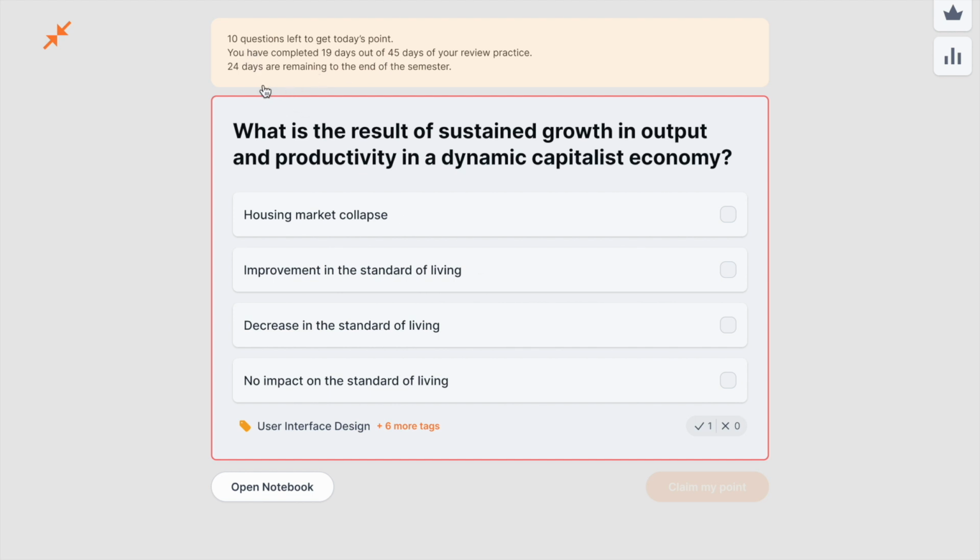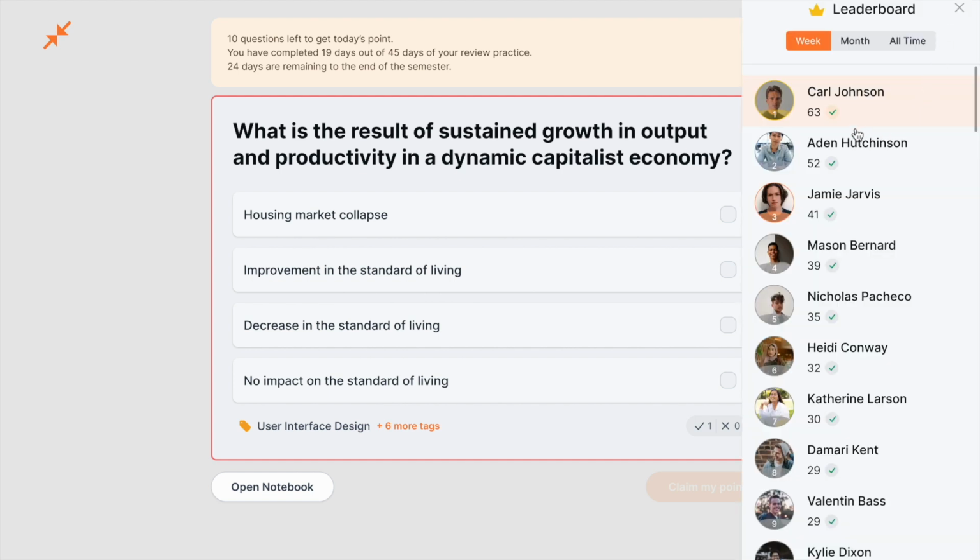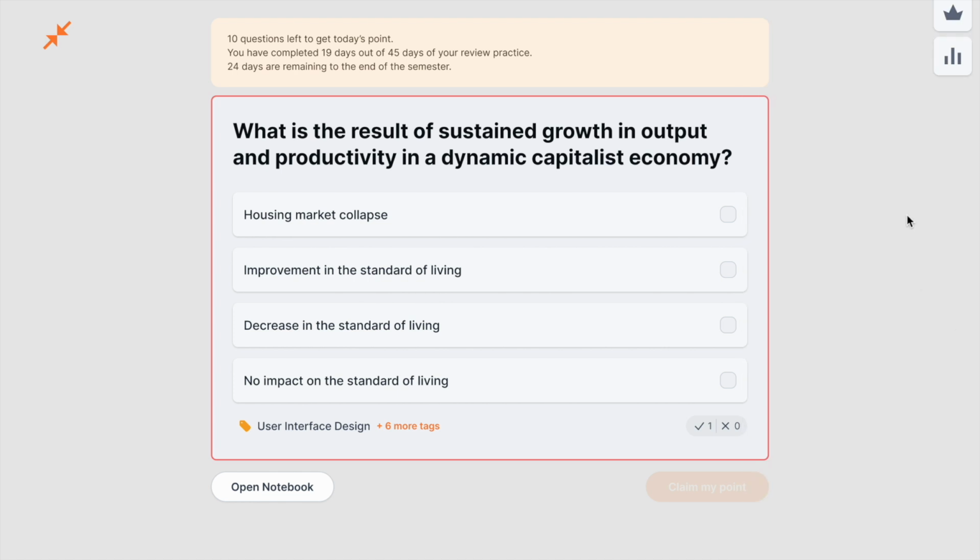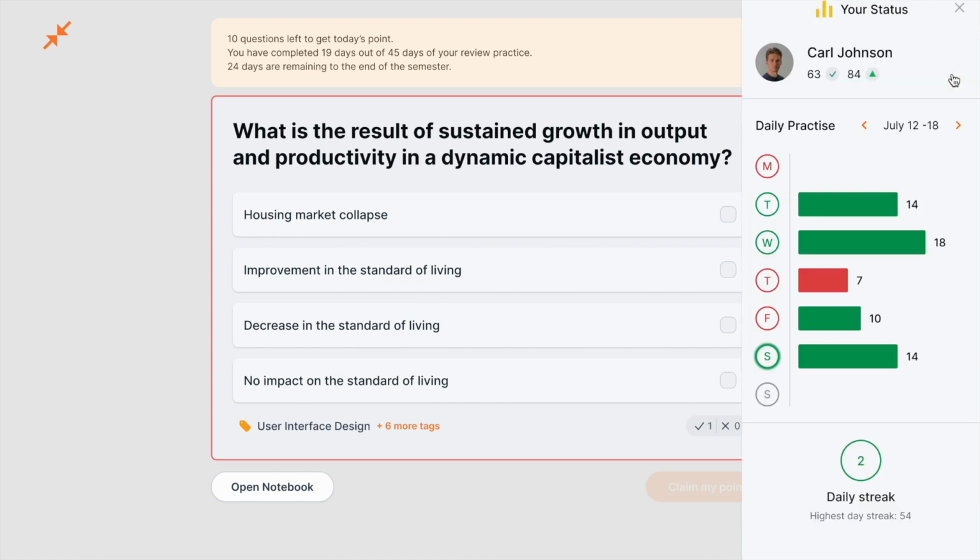The user in this example gets 1 point for completing 10 questions a day, though the required number can be changed by the instructor. The assistant also reminds them that they have completed the daily practice 19 days out of a total of 45 days. They can view a leaderboard comparing their performance with others. They can also view their past performance on each day's practice.